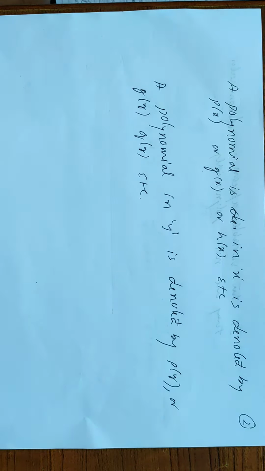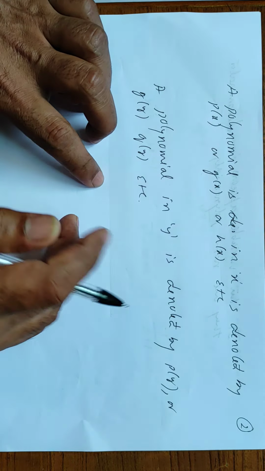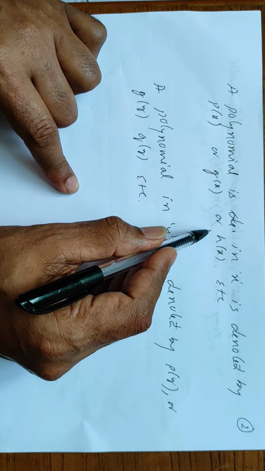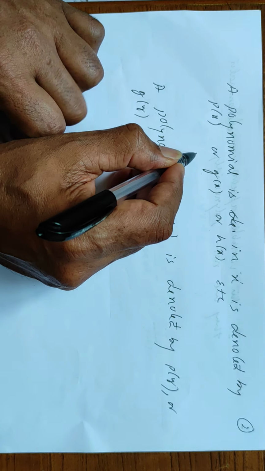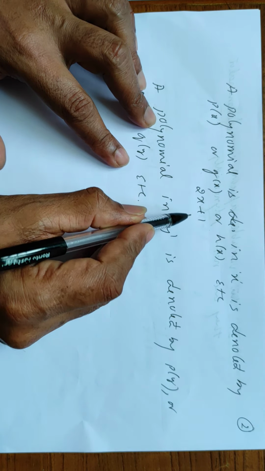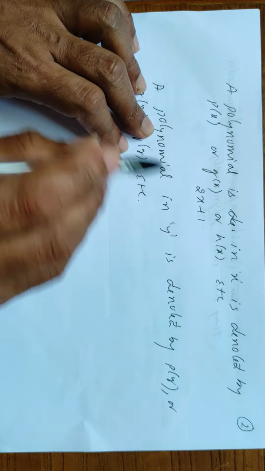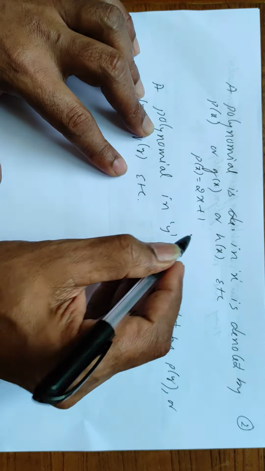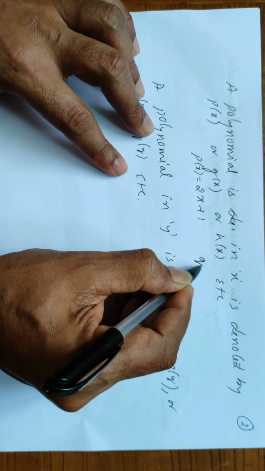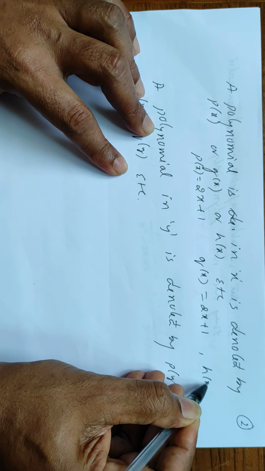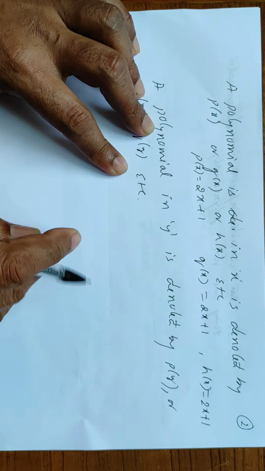Dear students, how do we denote a polynomial? A polynomial in x is denoted by p of x or g of x or h of x, etc. For example, I will write one polynomial. This is 2x plus 1, a polynomial in x. You can denote this polynomial as p of x is equal to 2x plus 1 or q of x equals 2x plus 1 or h of x equals 2x plus 1.